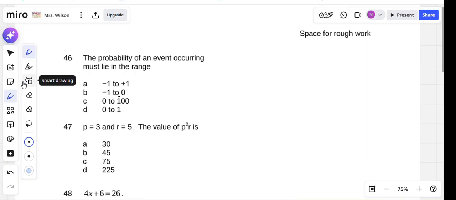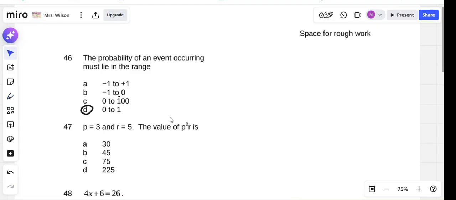And we discussed this before, and we said that probability happens between 0 and 1. 0 meaning that this thing is not going to happen, it's most likely not going to happen, and 1 meaning that it is a must that this thing will happen. Will the sun rise tomorrow? Yes, and it's going to be a 1. So the answer for question 46 is going to be D.